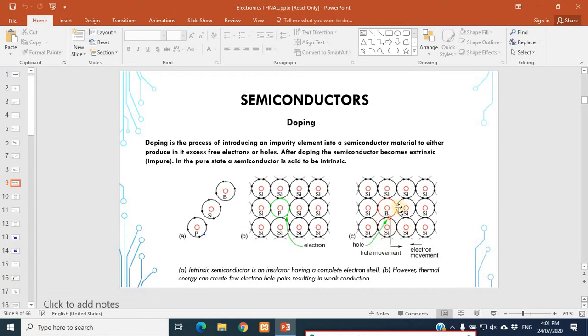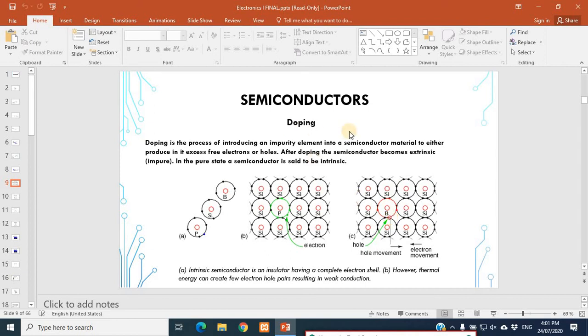Once the hole is created here, it brings stability. So now electrons will be forced to break off from their bonds in order to fill here. But you realize that once they break off, wherever they break off, they also create a hole there. So in this case, by introducing the boron, which has three valence electrons, we are creating holes within the material. Here we create free electrons, here we create free holes. Each of these makes the material conductive. So here the electrons are the majority charge carriers, and here the holes are the majority charge carriers.